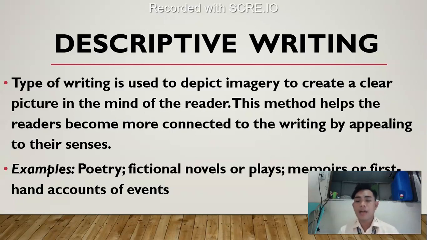Okay, examples. First example is poetry. Second is fictional novels or plays. Next is memoirs or first-hand accounts of events. That's the descriptive writing.